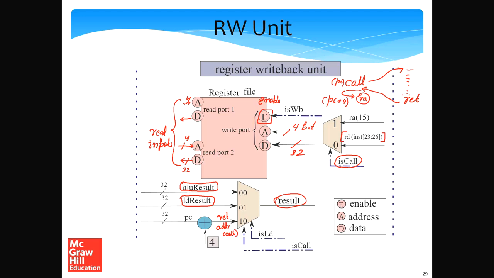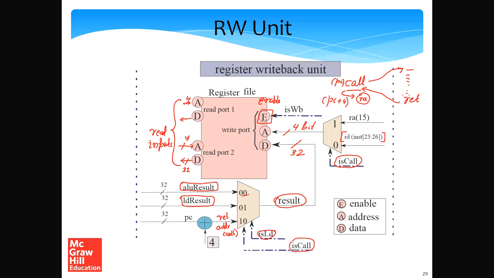So we basically have 3 choices. What are the 3 choices again? The first choice is the result produced by the ALU, the ALU result. The second choice is the value read from memory in the case of a load, called the load result. The third choice is the current program counter plus 4, which is the return address in the case of a call instruction. There are 3 choices, so we need 2 bits to choose between them. So let's use 2 control signals, is load and is call.